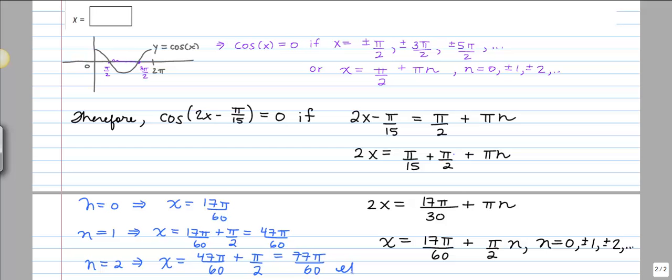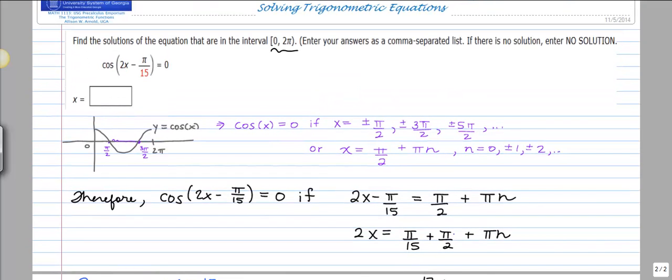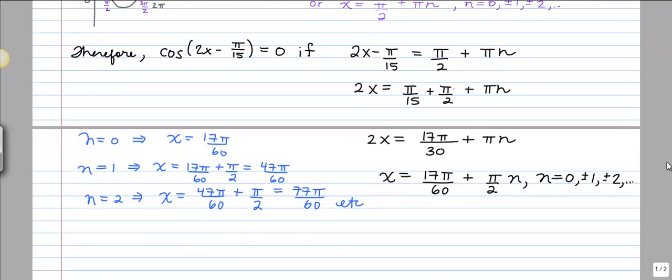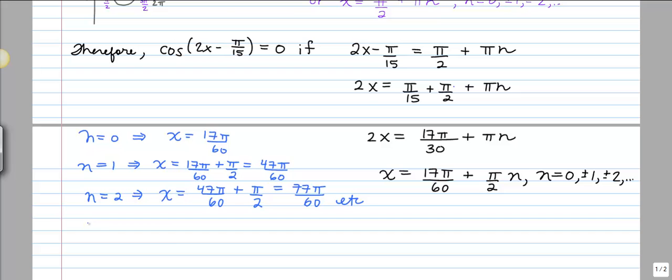All right, so we could keep going. So let's decide how far we need to go. So let's back up a moment. If all of those solutions are in 60ths, then 2 pi is 120 pi over 60. So we could actually go pretty far with these solutions. Okay. So let's go one more time here and see what happens.